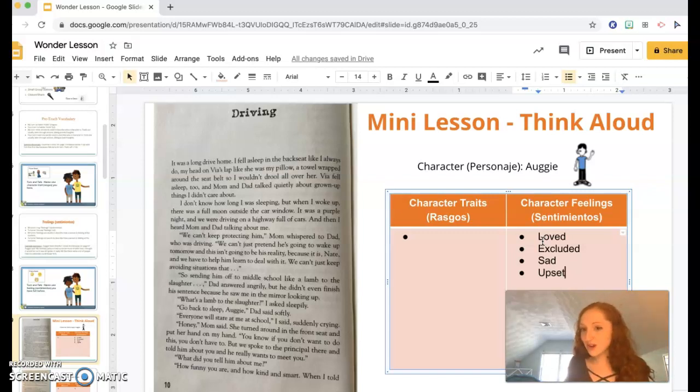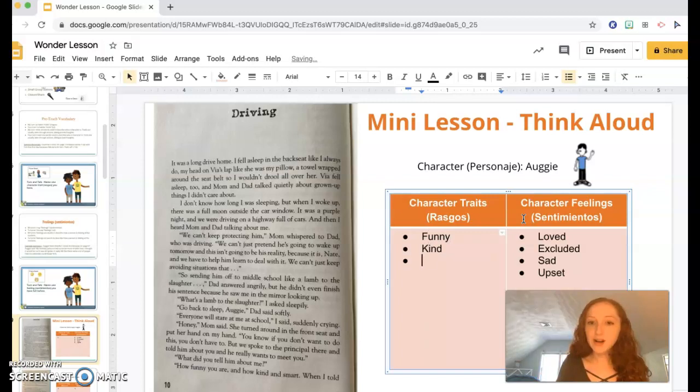A light bulb should be going off in your heads because I see 3 words that are either character traits or feelings. Turn and talk to a friend. Is it a character trait or feeling? Kind, funny, and smart. Students will talk. I'll circulate around the room. They should come up with kind, funny, and smart. Yes, they are character traits.